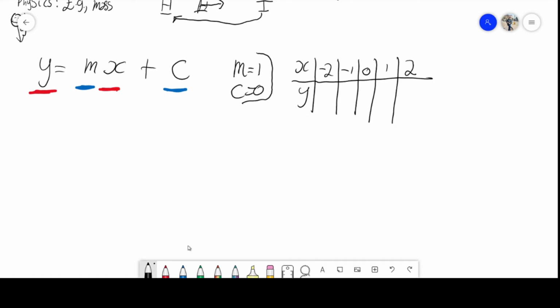And so in this instance, let's do this in red, for when x is -2, y at -2 is going to be equal to 1 times -2 plus 0. Any guesses for that? It's -2. And so let's write that in. And so let's do it again for y of -1 is equal to 1 times -1 plus 0 is equal to -1.